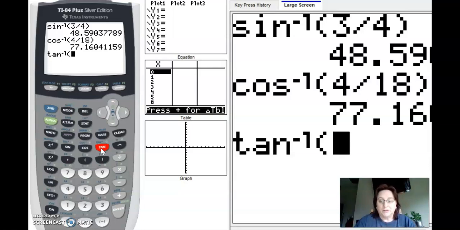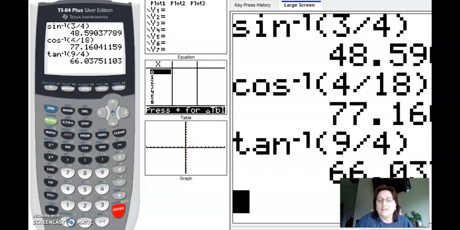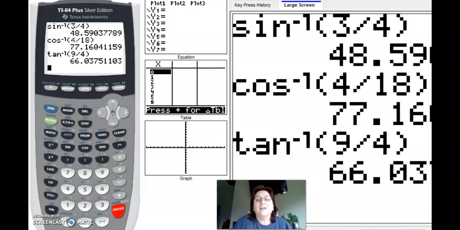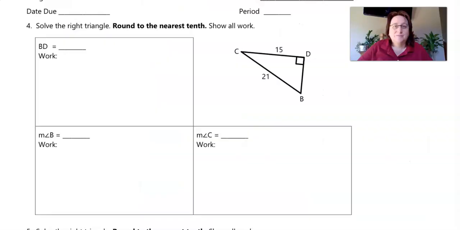So when you hit second and the trig function, it gives you the inverse of that trig function. Let's put in another one. Let's do 9 divided by 4 for the tangent, and let's see what it tells us. That's going to be 66 degrees. So these are the angle measures that we found using the inverse trig function. You hit second and then the trig functions, and it will give you the inverse function. All right, I'll see you guys back in the original video.